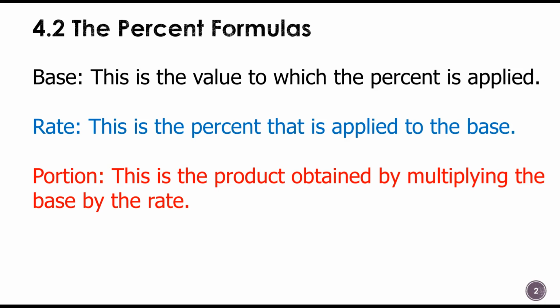The rate is always the one that's easy to figure out because it's the percent and there's only one of those. So we either have the percent or we're finding the percent. The portion, excuse me, is the product that you get when you multiply the base times the rate. But you will see as we go through these problems, many times we're not actually multiplying, we are dividing. So that means that we're looking for either the base or the rate, and how we set this up will determine whether we multiply or divide.